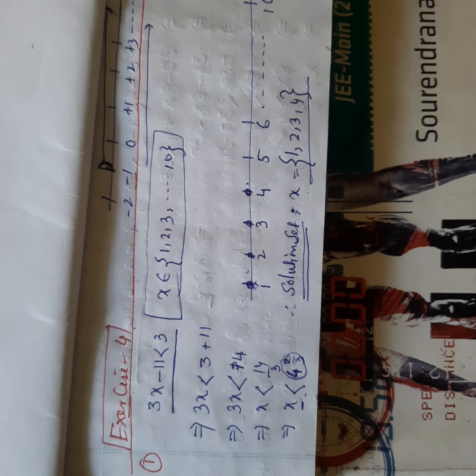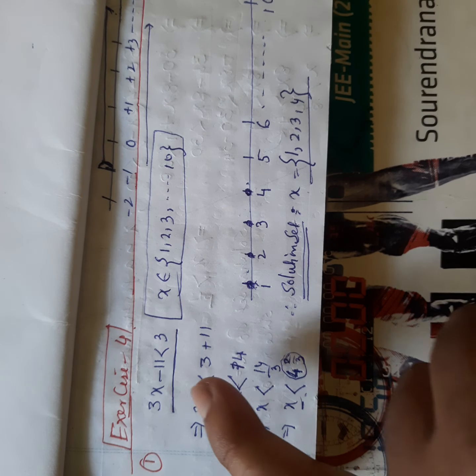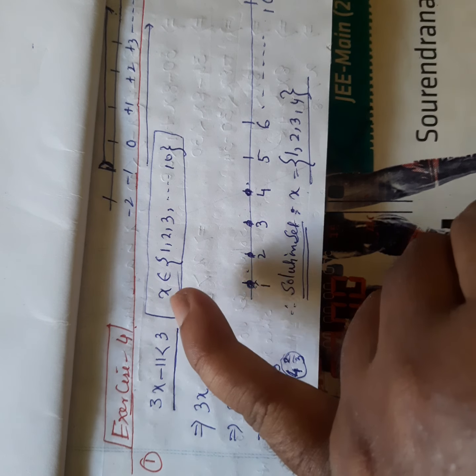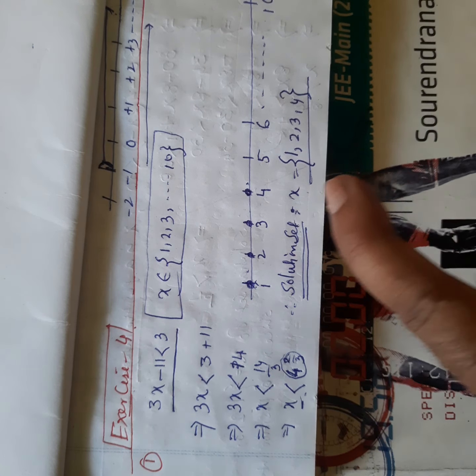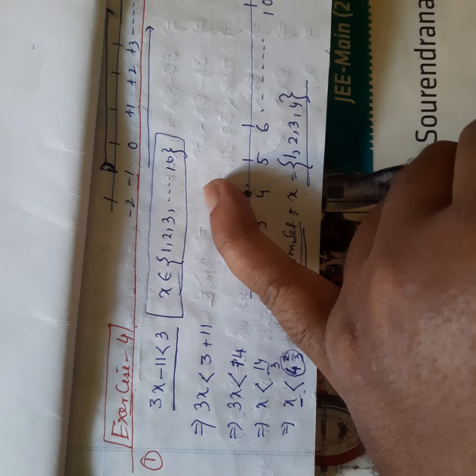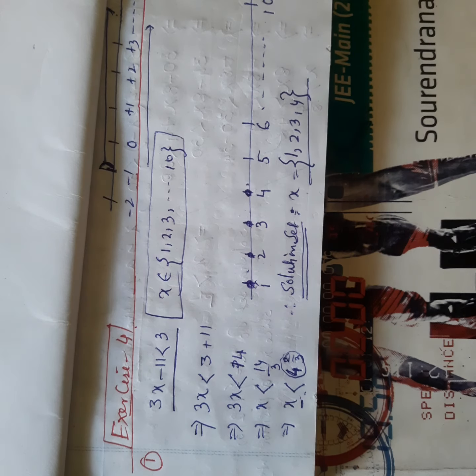Today I solve the inequations in ML Agarwal, Exercise number 4. First question. Solve the inequation 3x minus 11 less than 3 such that x belongs to {1, 2, 3, ..., 10}. Also represent the solution set on the number line.